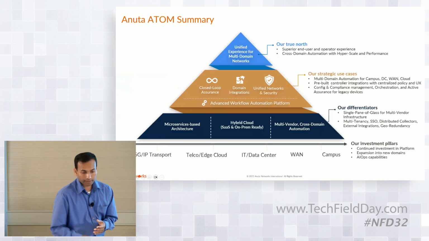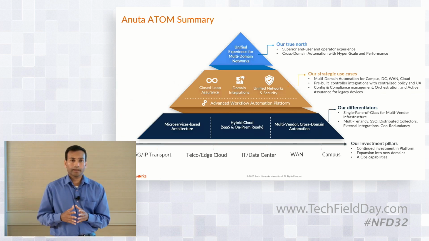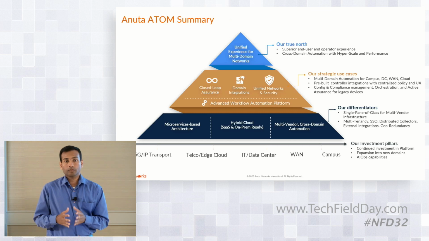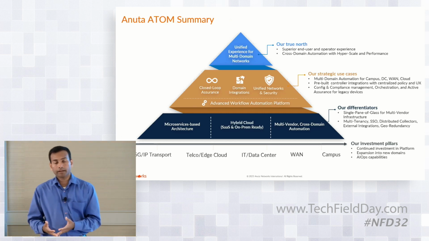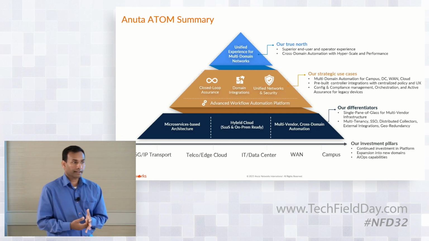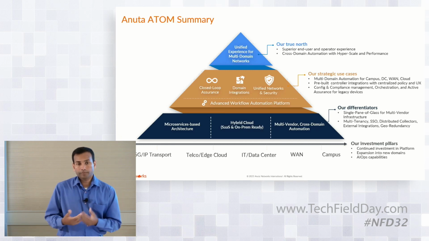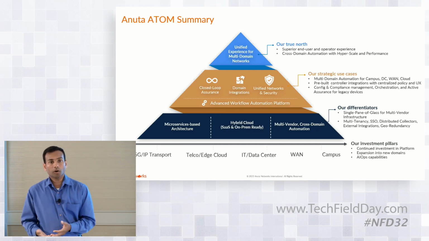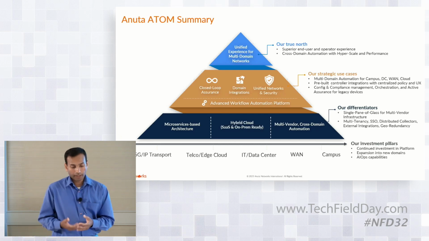This is my last slide. In summary, Anuta Atom delivers comprehensive low-code workflow automation that supports multi-vendor, multi-domain networks with a modern architecture with cloud-native principles, and we continue to invest in out-of-box integrations and out-of-box workflows. We can offer a lot of value to the customers.